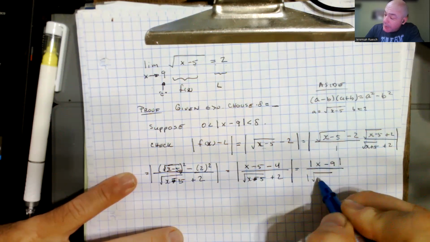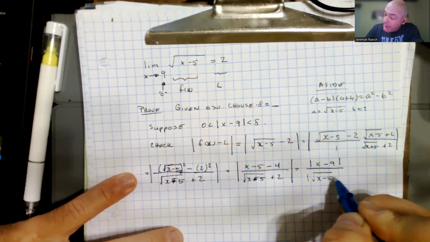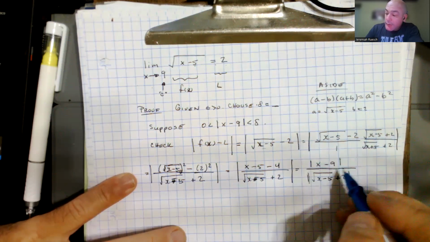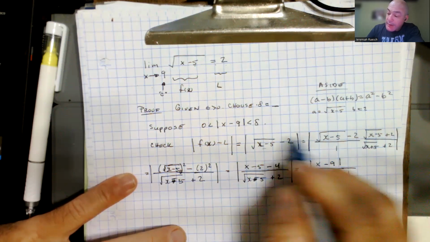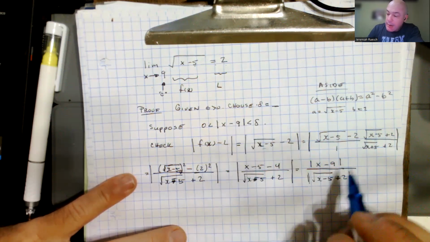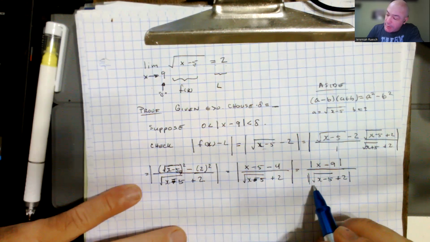Absolute value of the square root of x minus 5 plus 2. Okay. So if you notice, this x minus 9, that is exactly what we're looking for. So that's a really good sign that we're on the right track. And then there's one more thing to notice here.